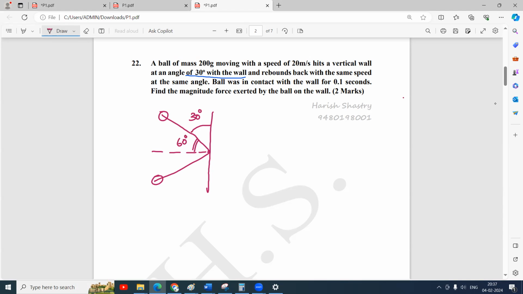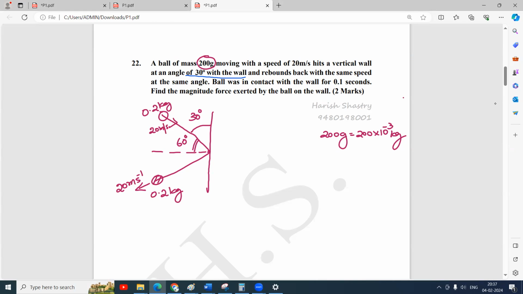Mass of the ball is 200 gram, which I can convert into SI unit as 0.2 kg. 200 gram is equal to 200 into 10 to the power minus 3 kg. So 0.2 kg. And while returning, the mass is same, 0.2 kg. The speed is same, so it is returning with the speed of 20 meter per second. And here also it is 20 meter per second. There is no change in the speed, there is only change in the direction.